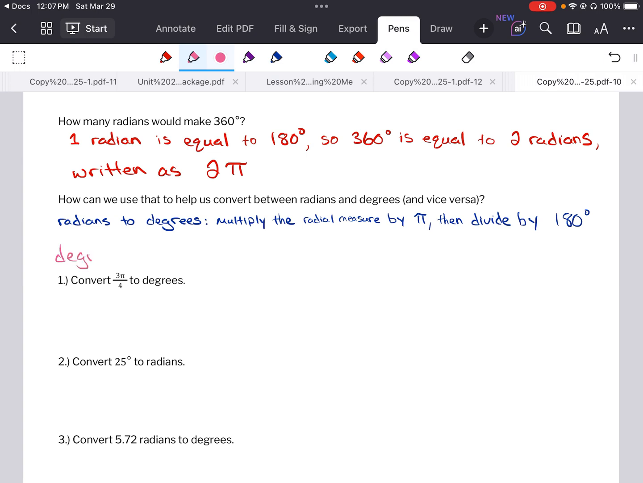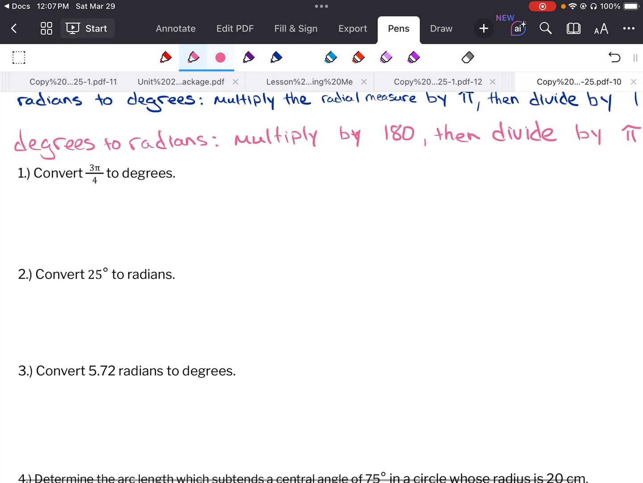Okay, from degrees to radians, so the vice versa part, you'll multiply by pi, then divide by 180. And make sure we're using the pi button on your calculator, not 3.14. We want it to be as close to exact as possible.